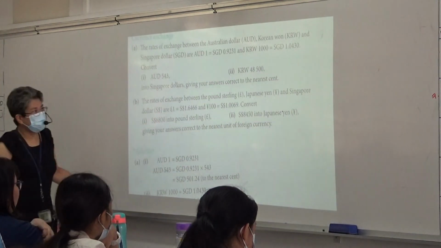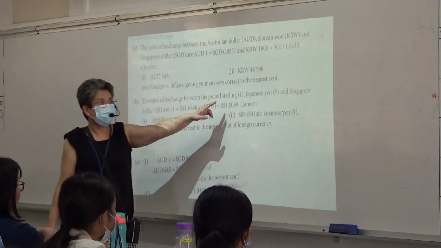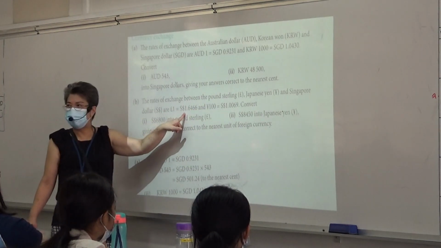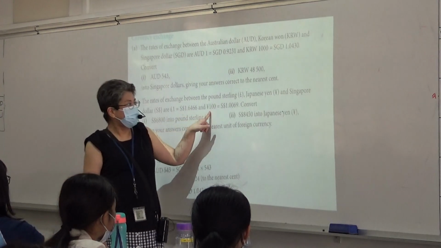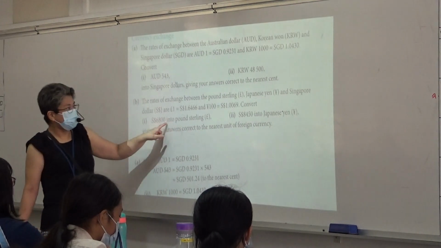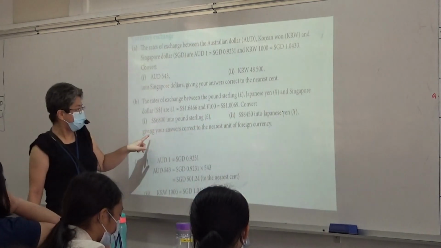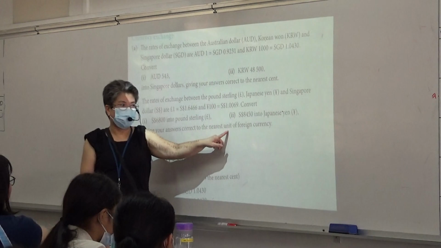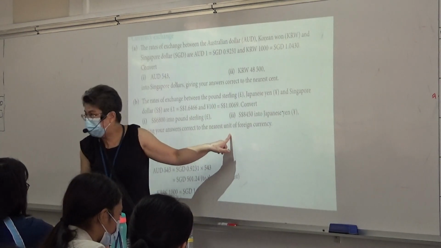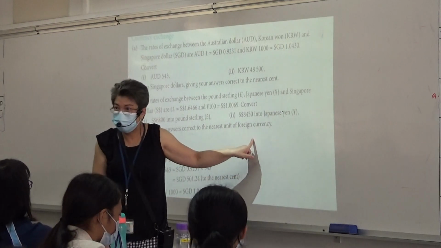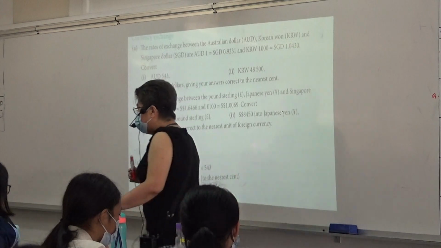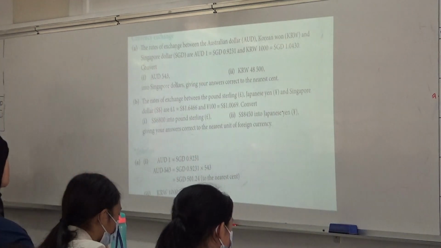The rates of exchange between sterling pound, Japanese yen and Singapore dollar are this. 1 pound is Singapore dollar this. 100 yen is this. Understand? Convert Singapore dollars this to sterling pound, this to Japanese yen, giving your answers correct to the nearest unit. Nearest unit means nearest whole number of the foreign currency. Are you clear? Okay? Can or cannot? Can. Now I'm going to show you now.